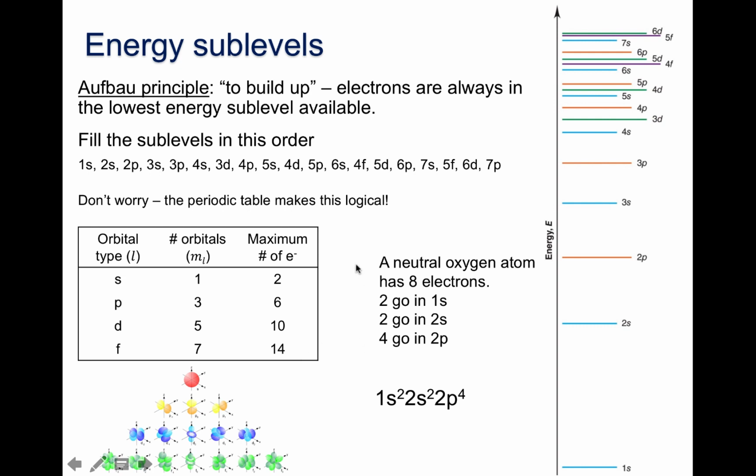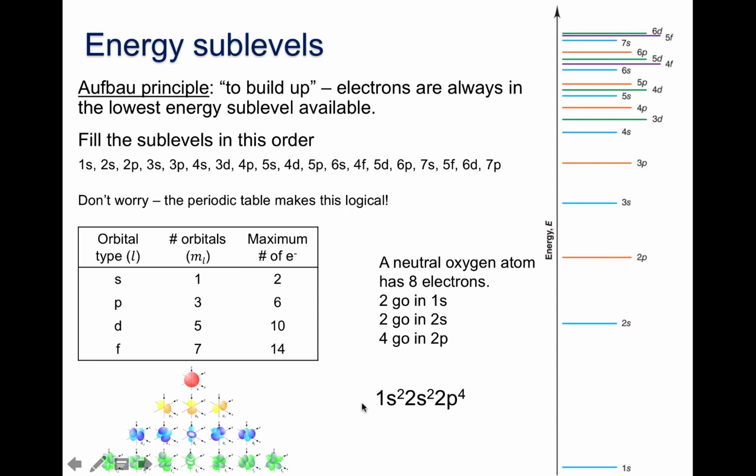And so for instance, a neutral oxygen atom is atomic number 8, so it has 8 electrons in it, and 2 of the electrons will go into the first available energy level, which is the 1s sublevel. We'll put 2 electrons into the 2s sublevel because that's the next lowest energy level available. And then finally, we have 4 left, and so we can put those into the 2p sublevel, which is the next lowest energy level that's available. Remember, we can fit a maximum of 6 into the p sublevel, but we only have 4, so we'll put all 4 of them into there.